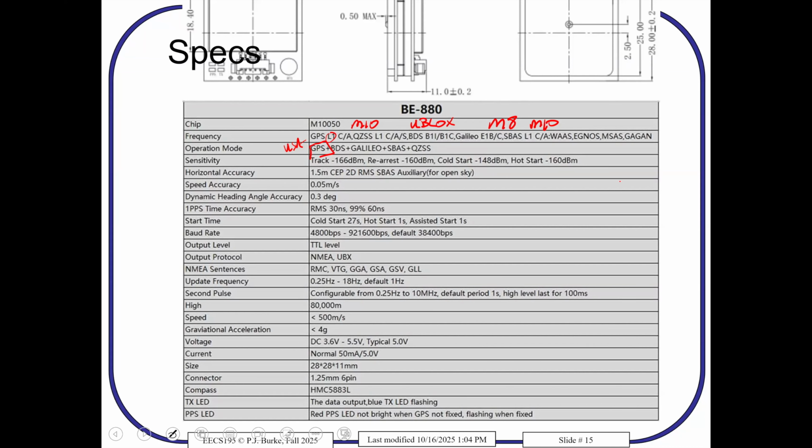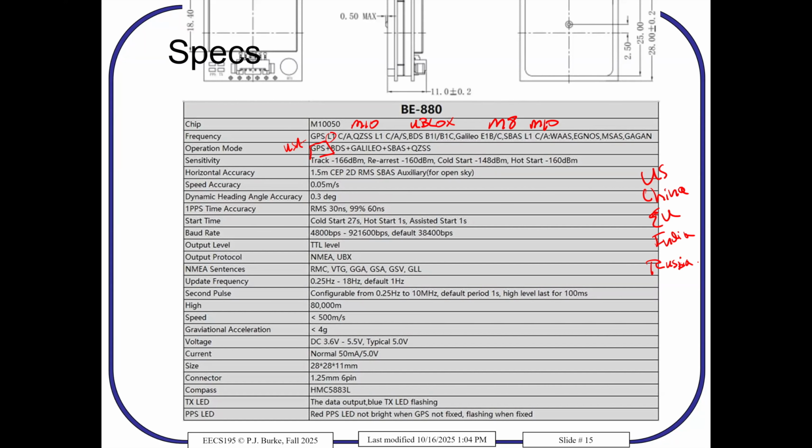US, China, EU, India, and who am I forgetting? Russia. So each one of these powers has their own GPS constellation.